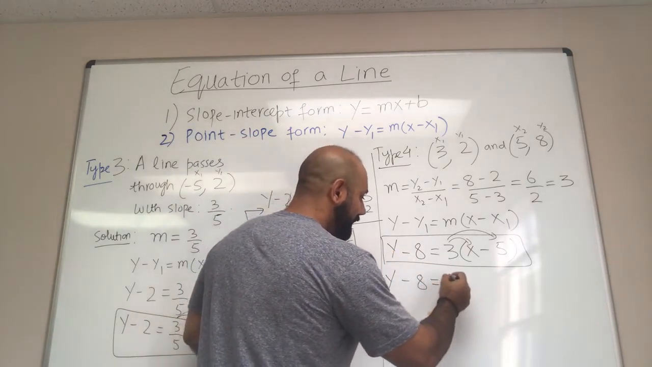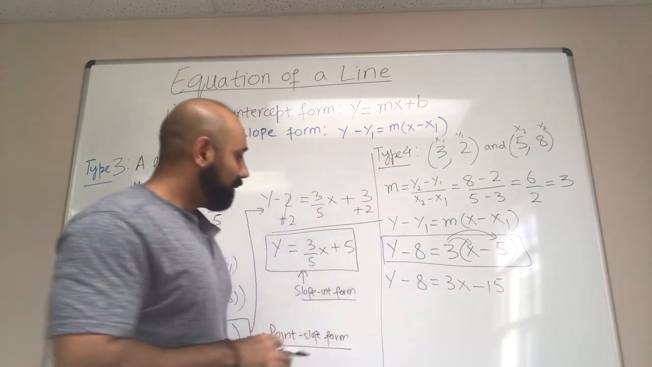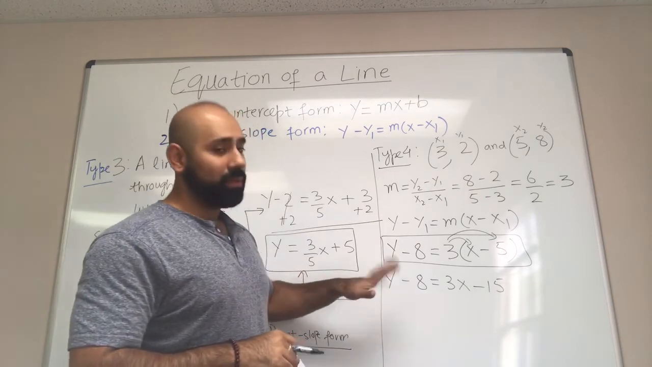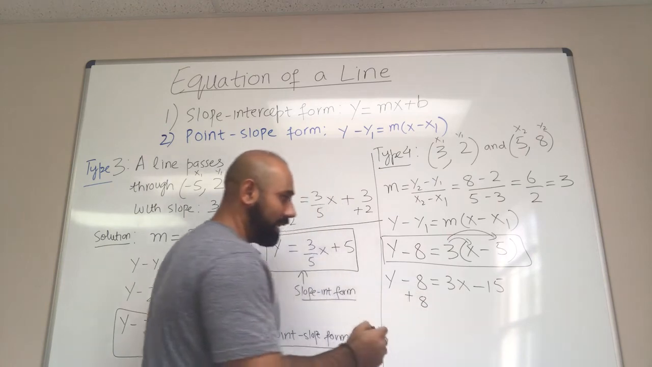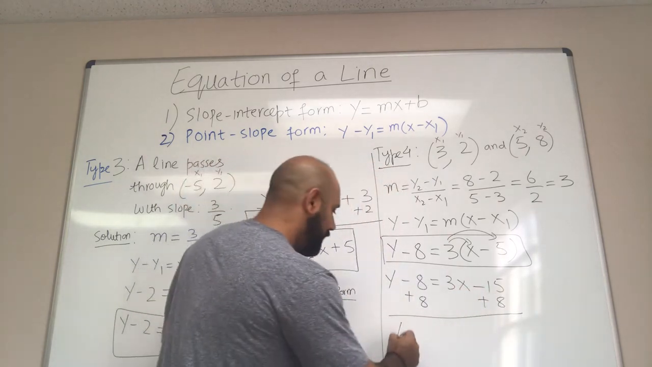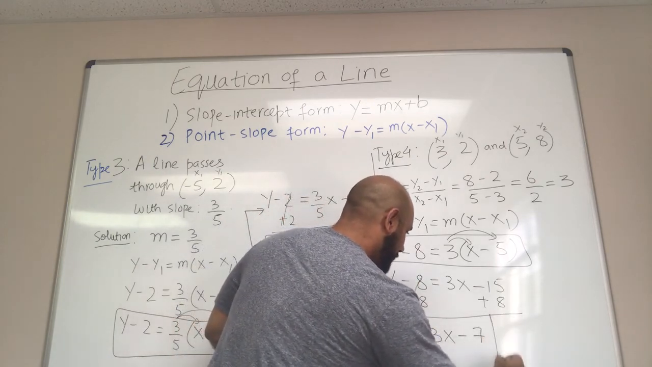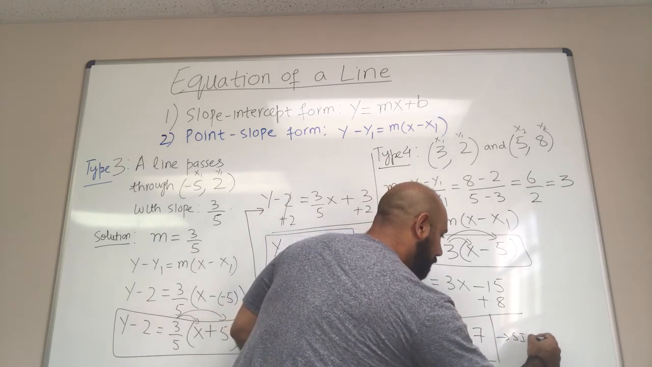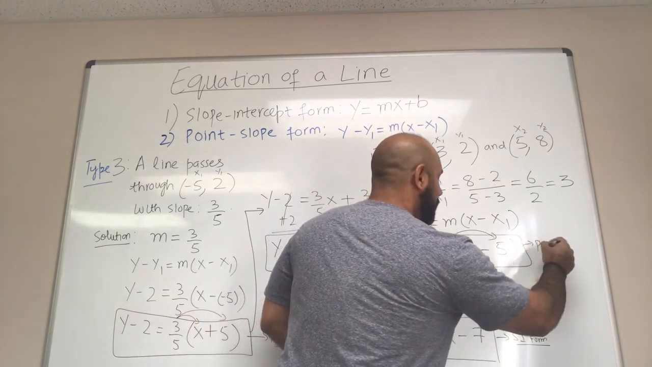So y minus 8 is 3x minus 3 times 5, which is 15. Again, if we want to have it in slope-intercept form, we want to solve this for simply y. In order to get y by itself, we have to add 8 to both sides. The 8's cross out, so we have y equals 3x minus 7. This is the slope-intercept form, and this is the point-slope form.